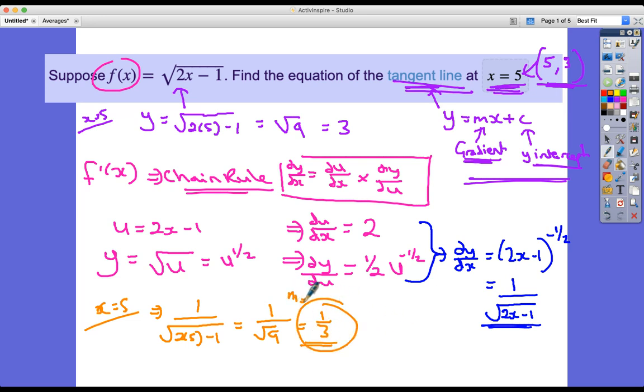So the gradient is actually 3. M is 3, which is this here. Sorry, 3, what am I saying? A third. Yeah, okay. So let's keep going.